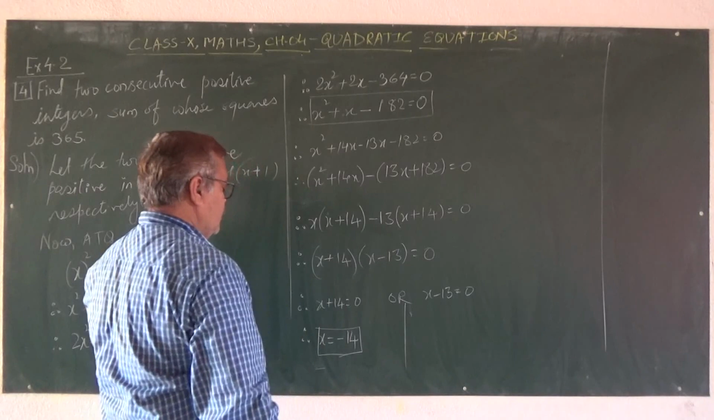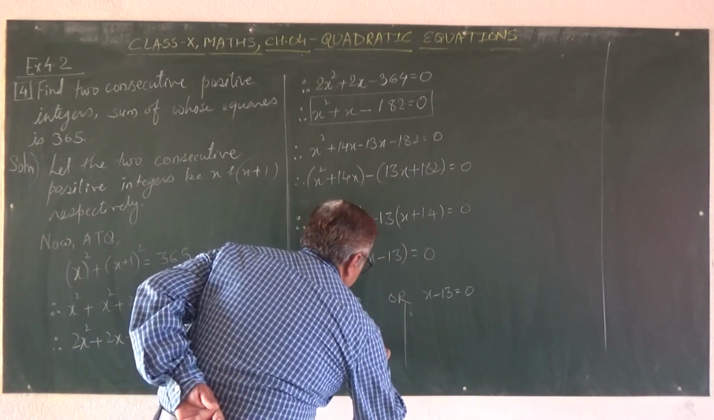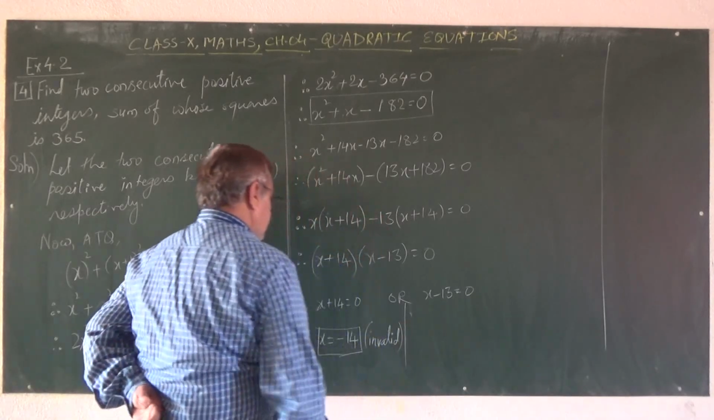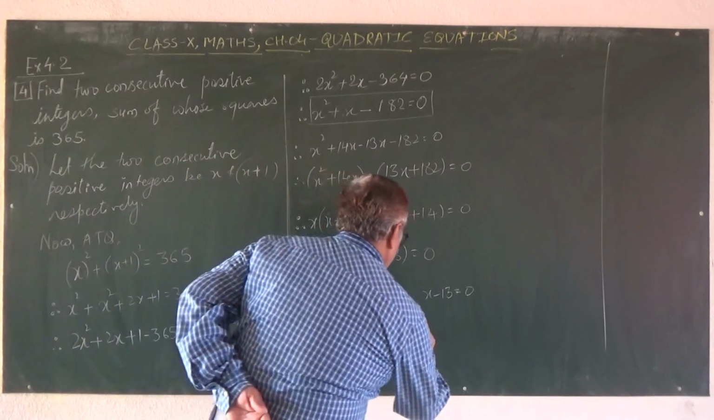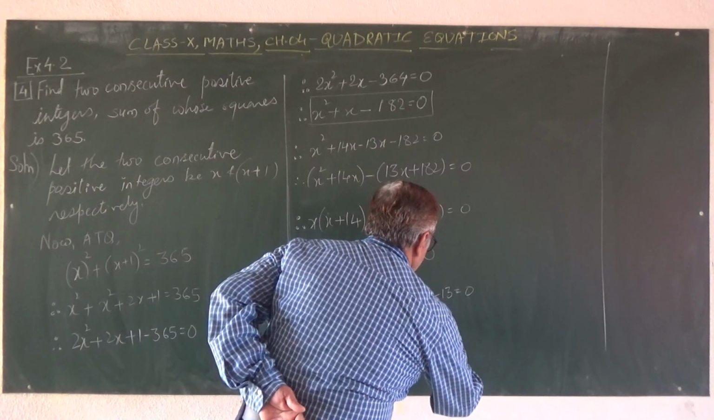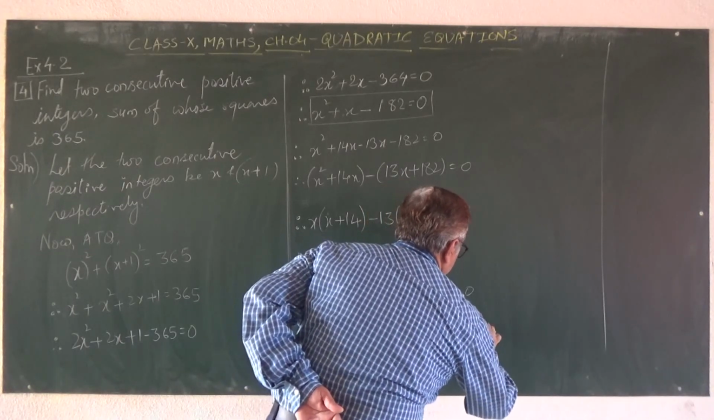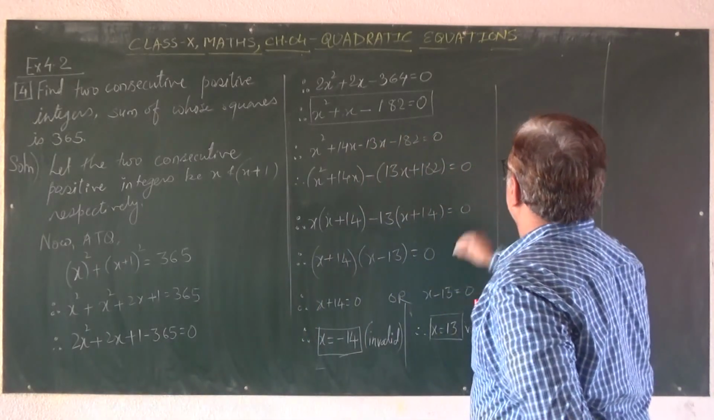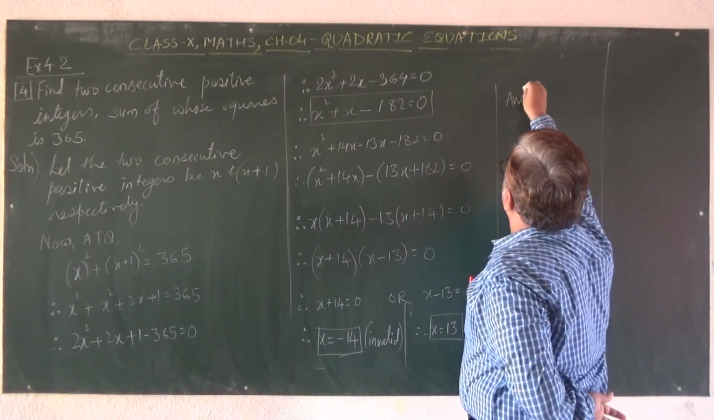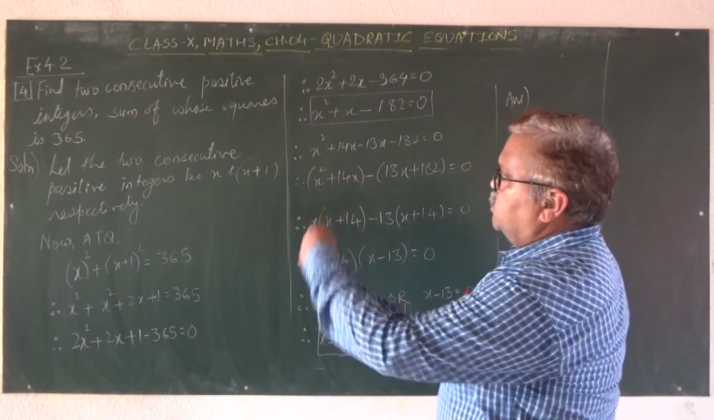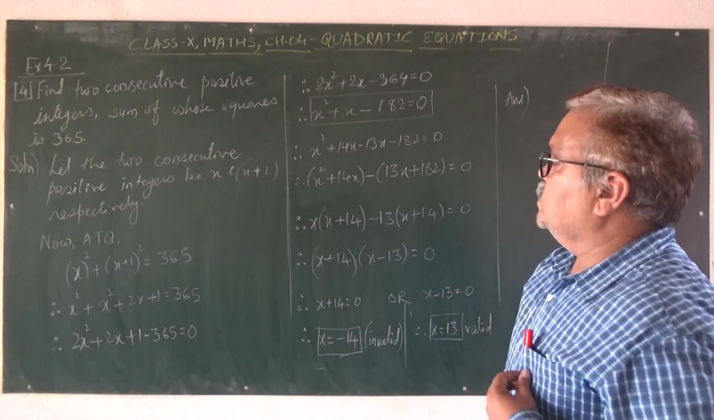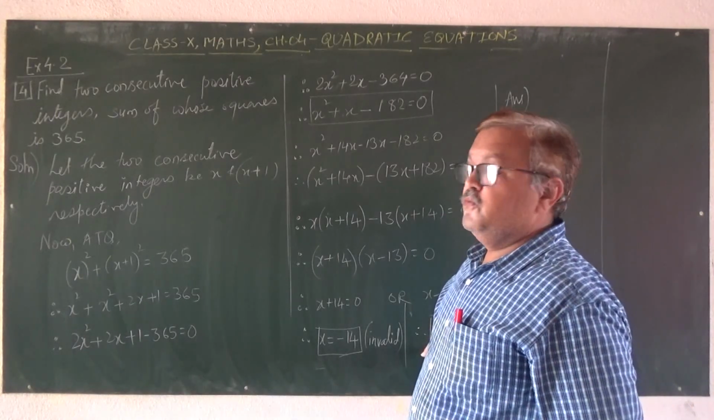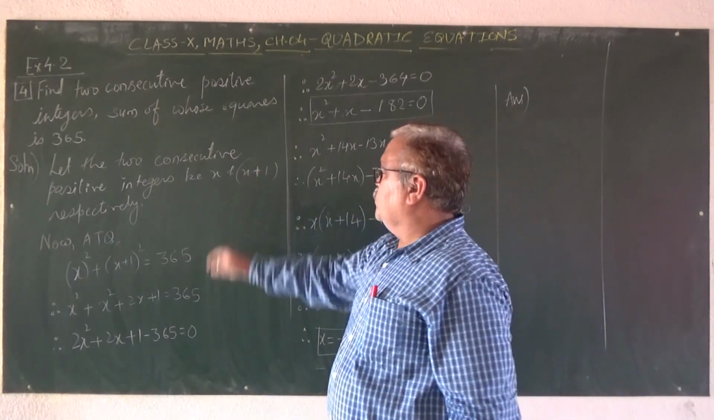Okay, this is invalid. Why? Because we are talking about positive integers. And therefore here x is equal to 13 is valid. So what is the answer? Let the two positive integers be x and x plus 1 respectively. So x is 13 and the second number is 14. 13 plus 1 is 14.